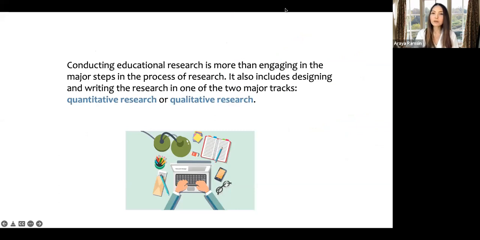All right, so now, apart from all the steps, conducting educational research is more than engaging in the major steps that we have just discussed in the process of research. It also includes designing. You have to make a decision whether you want to write the research in one of the two major tracks. The two tracks that I'm talking about are quantitative research or qualitative research.